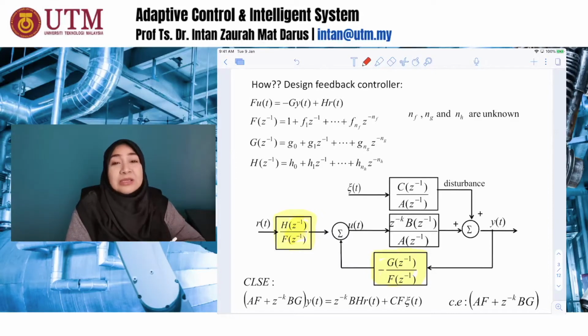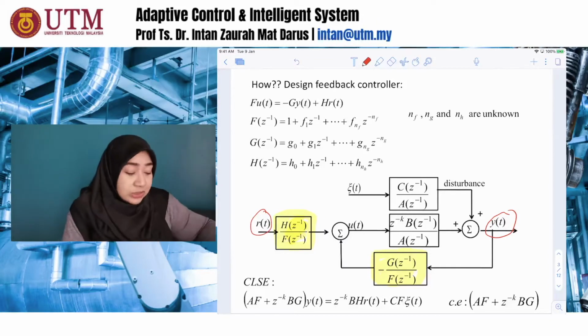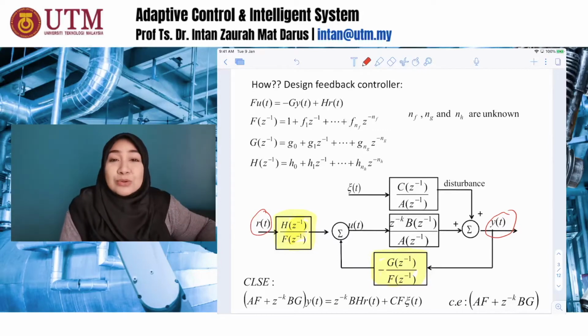And number three is that we want to make sure that our output is tracking the reference that we give to our system, which is r(t) here. So we want y(t) to be equivalent to our r(t). Okay, so this is what we want to do. I will derive for you the equation that we have done here to get the closed loop system equation.